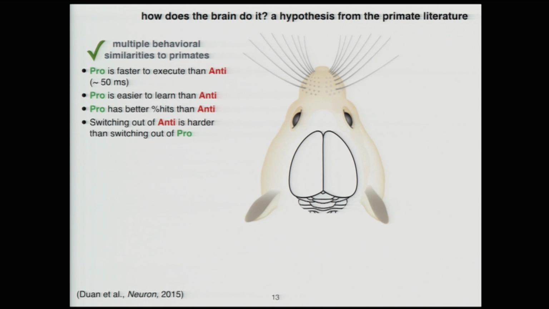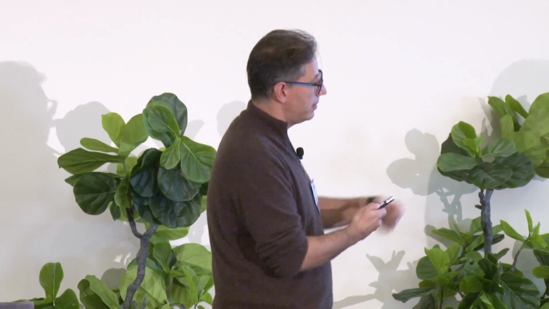And in particular, because of the similarities, we thought, well, let's look at the primate literature, and let's see if there's something there that will inspire us as to how we think the rodents do it. And indeed, there is. And in particular, there's this idea in the primate literature that information about the LED is taken to appear in the superior colliculus.